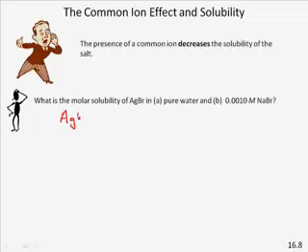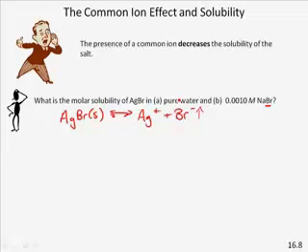Think about what we learned about Le Chatelier's principle. In this case, in B, if I have a solution that has sodium bromide in it, and I'm trying to dissolve silver bromide, that means I'm going to have more bromide in the solution. And what does Le Chatelier say is going to happen? It's going to shift back towards the reactant. If I add bromide, it's going to shift back towards the reactant. Shifting back towards the reactant means it's going to be less soluble.